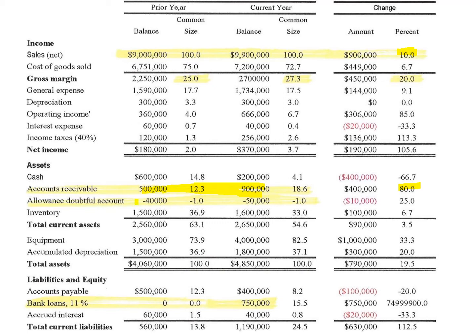But if they lowered their credit standards, then wouldn't we want our allowance for doubtful accounts to increase even more? So if they lowered their credit standards, I'd want the allowance for doubtful accounts to increase at least as much as accounts receivable increased, and in reality, more.